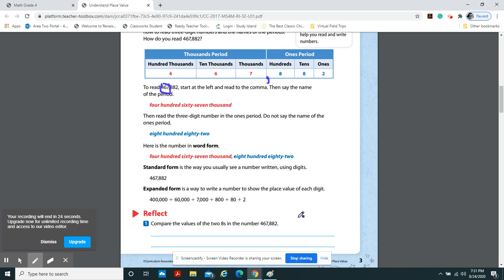Now, take the time to compare the two 8s in this number. The 8 here in the hundreds moves to the tens. When it moves one place, how many times greater will that be? Refer back to video number 2.